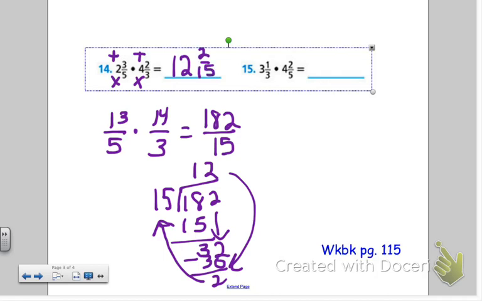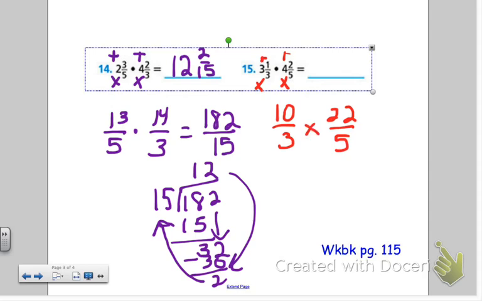Let's do one more together, and then you'll be able to do some on your own. Here I have 3 1/3, which I'm going to turn into, let's see, 3 times 3 is 9, plus 1 more is 10, so that becomes 10/3. And 4 times 5, which is 20, plus 2 more, now I have 22/5. And now I can multiply them.